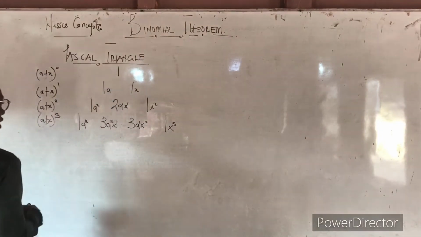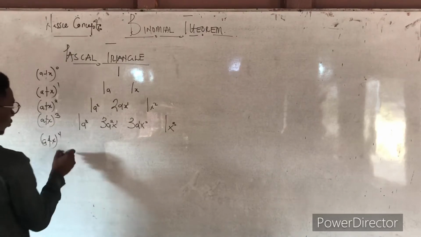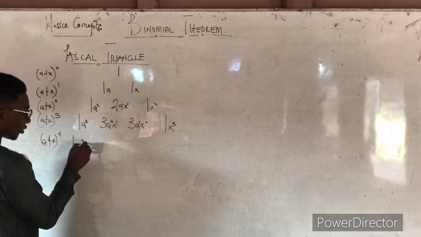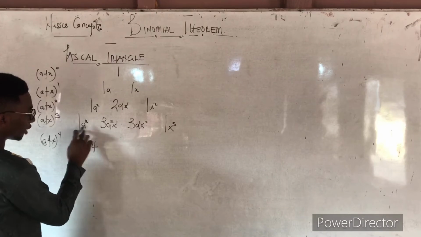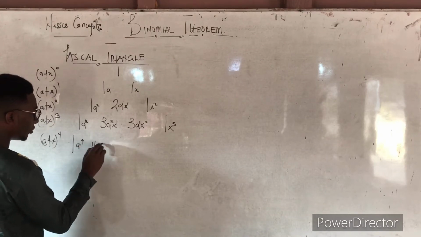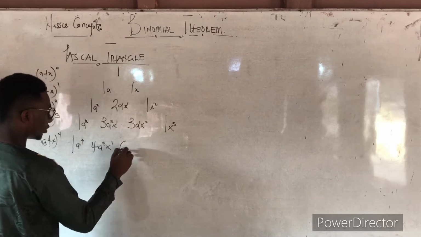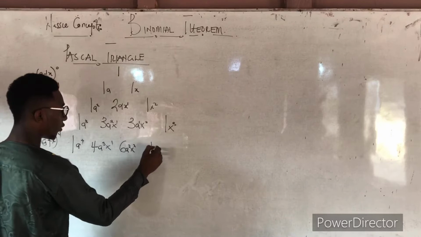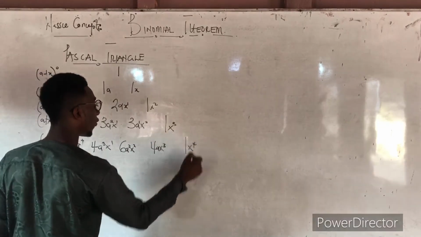Okay. Now, when you come to (a + x) exponent 4, you are building. So you get here what? 1a exponent 4, x naught. You take that out. 1 plus 3 will give you 4, so 4a cubed x. The x has now started increasing. 3 plus 3 will give you 6, so 6a squared x squared. 3 plus 1 will give you 4, so 4a x cubed, and the 1 x exponent 4.